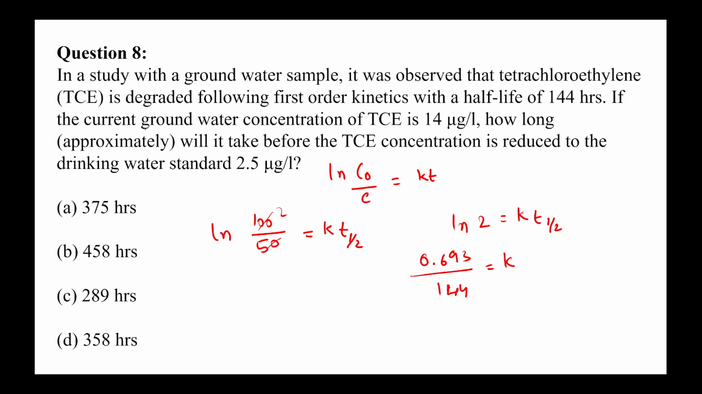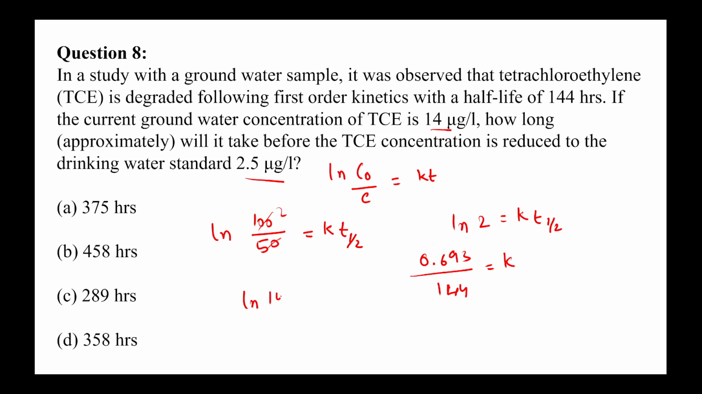Next part of the question is, if the current groundwater concentration of TCE is 14, how long will it take before the TCE concentration is reduced to drinking water standard of 2.5 microgram per liter? So basically, you have the initial concentration, you have the final concentration, you have the rate constant. So now you have to calculate for T. So rate constant you can calculate from here. Then again you have to put these values in the equation.